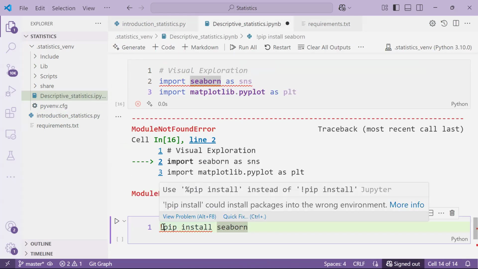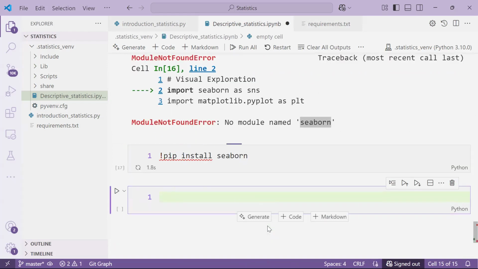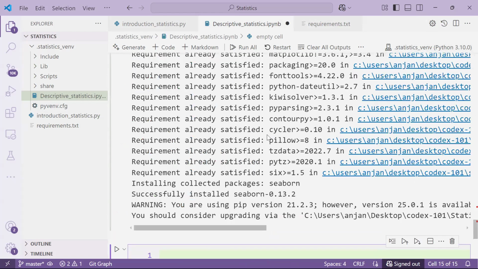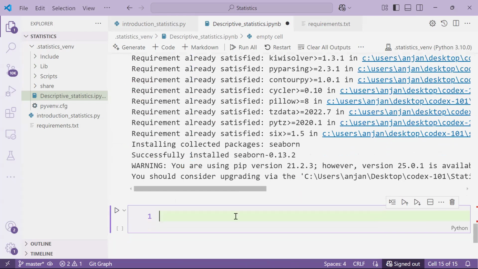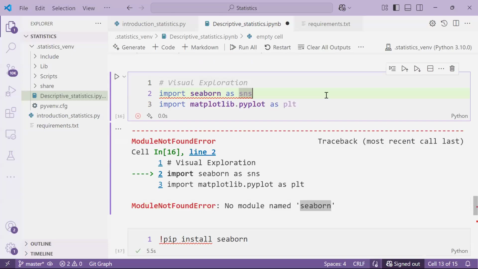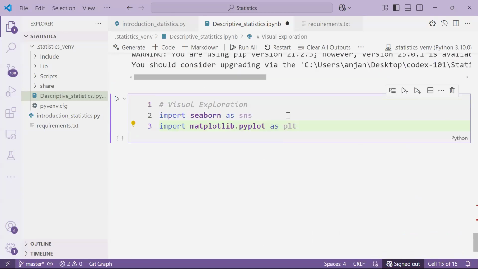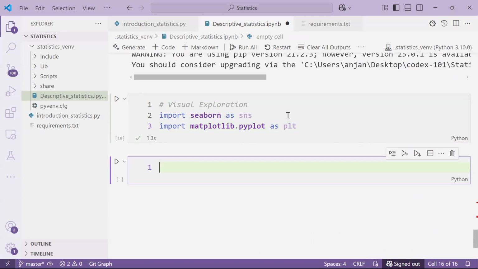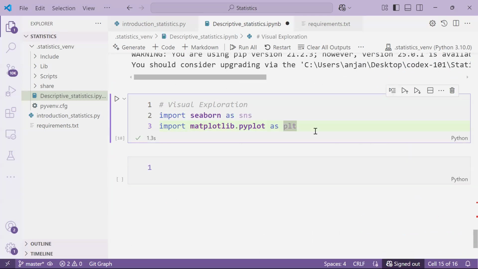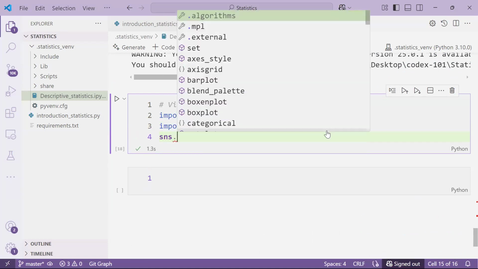But make sure that we use this character, okay, a special character. Whenever you run this, it means that you're installing Seaborn on top of your virtual environment. Okay, requirement is already satisfied. Yeah. So the import is completed, right? So there is no issue and all.